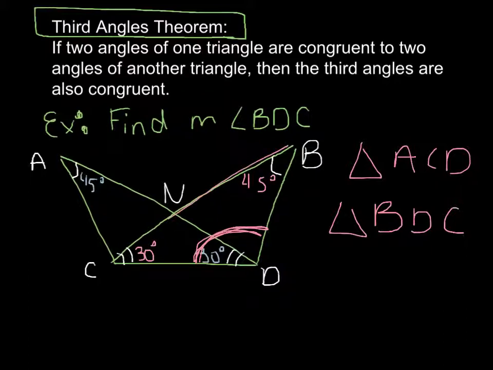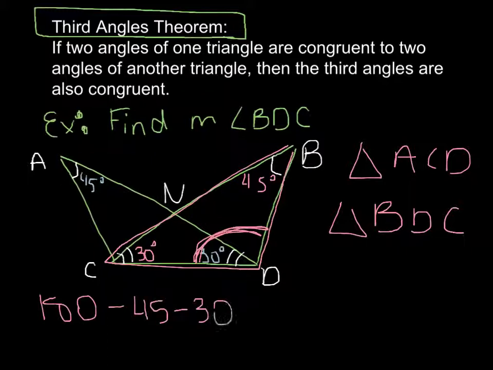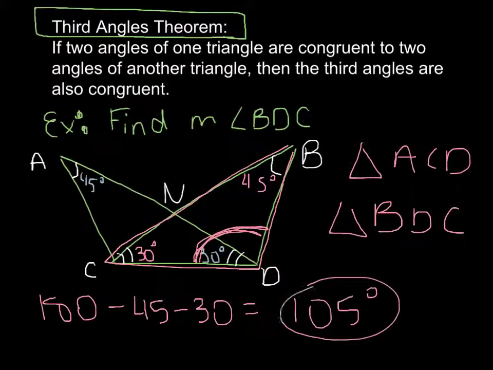Now when I look at this triangle, I have determined one angle is 45, one angle is 30. To figure out my remaining angle, all I need to do is use my triangle sum. I know there's 180 total degrees, so I subtract 45, I subtract 30. I get that my missing angle is 105 degrees.